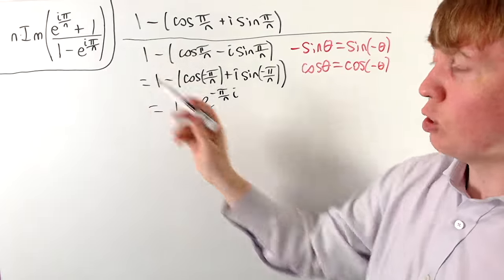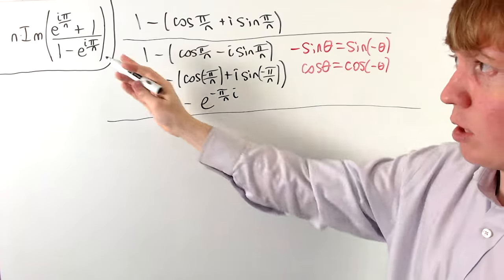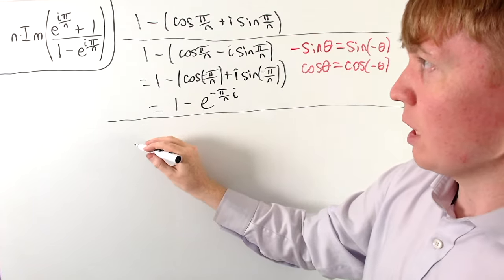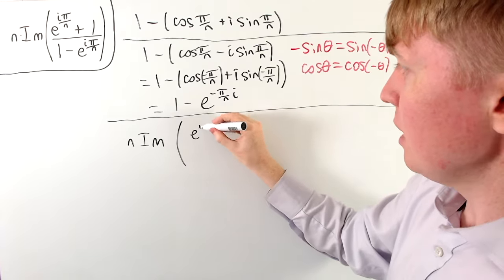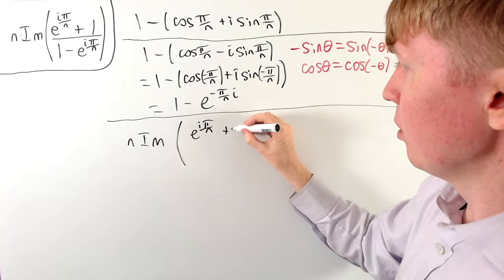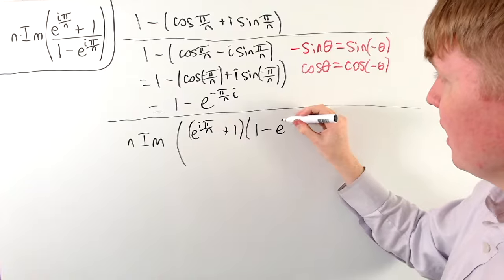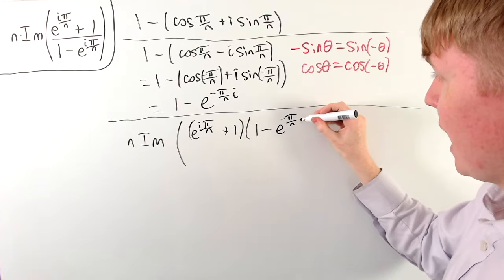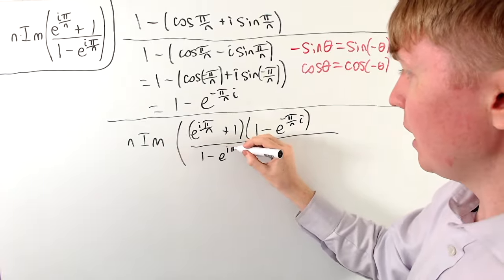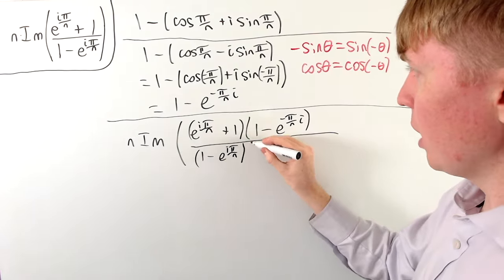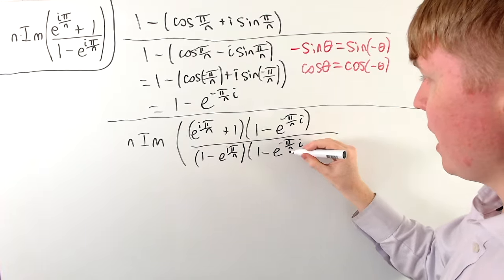So now we'll multiply the numerator and denominator of this fraction by this conjugate, so that then we can get rid of the complex number in the denominator. So then we're going to have n times the imaginary part now of e to the i pi over n plus 1 is going to get multiplied by this conjugate, this 1 minus e to the minus pi over n i, and then in the denominator we'll have 1 minus e to the i pi over n gets multiplied by 1 minus e to the negative pi over n times i.